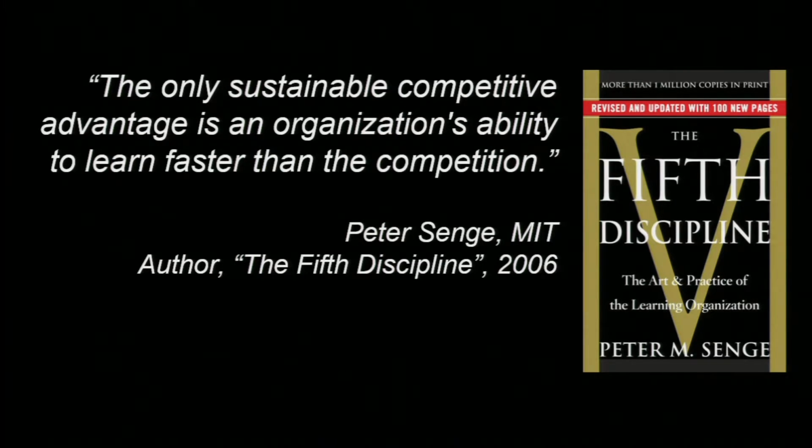There's a book from about 10 years ago called The Fifth Discipline. I don't remember what the first four are, but the fifth one is learning. As a matter of fact, Peter Senge says, the only sustainable competitive advantage is the organization's ability to learn faster than your competition. Learning faster than your competition. This is what Google does. This is what Amazon does. They learn faster than the competition. And this is very powerful because learning faster means that you can get ahead.